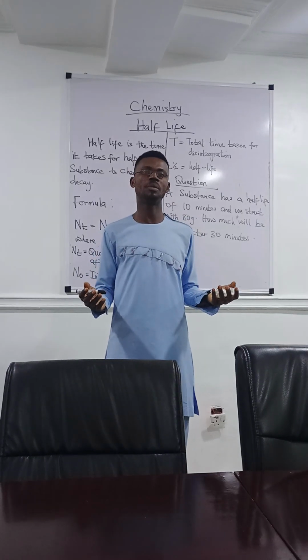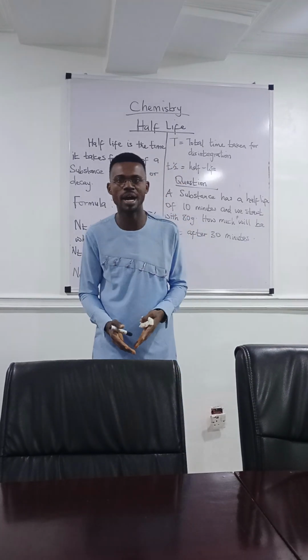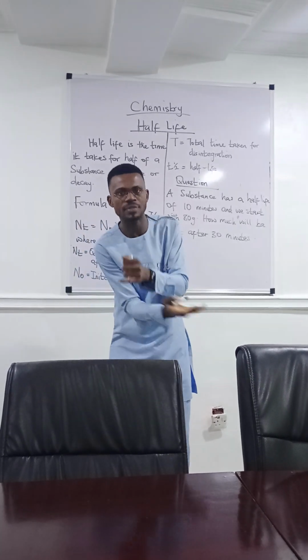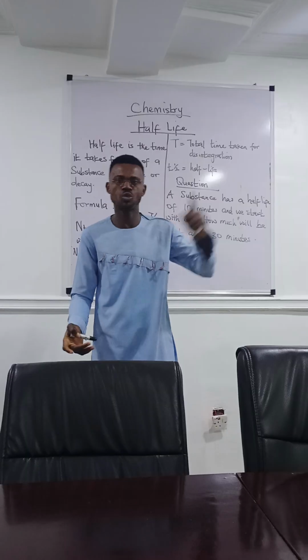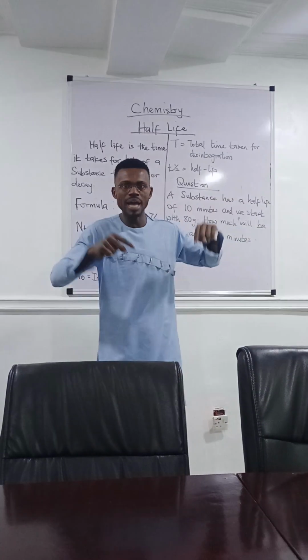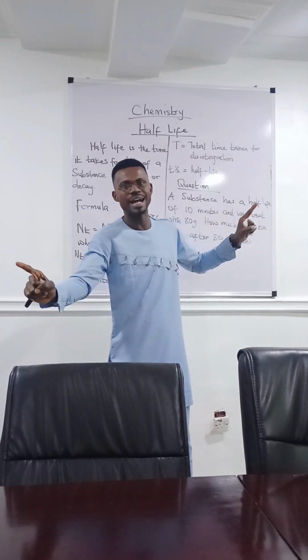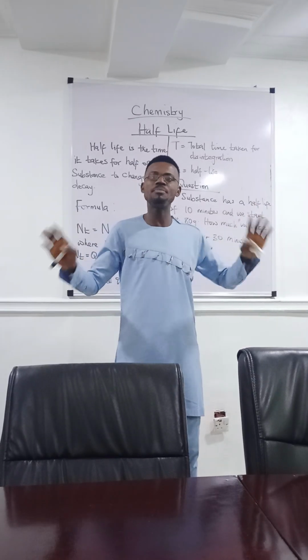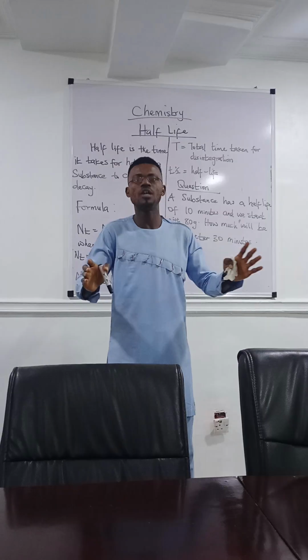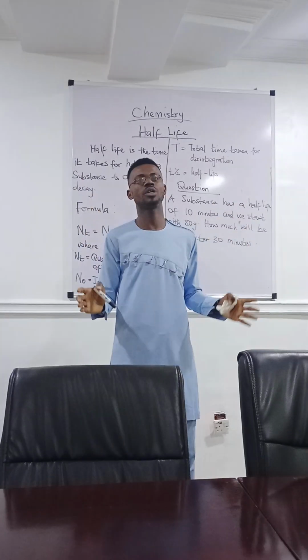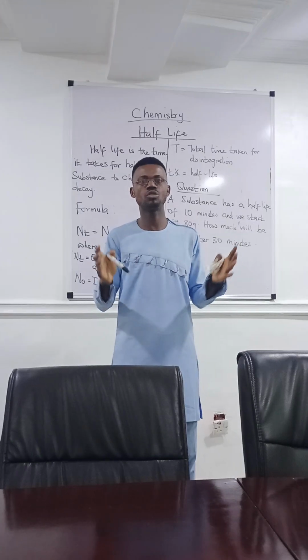Now think about it this way. Let's assume we have 10 sweets in the bag. The time it will take for those 10 sweets to be halved, that means to become 5, is one half-life. Another half-life again is the time it will take for that 5 to be halved to become 2.5. So half-life simply refers to the time it takes for a sample of a substance to be halved, or to be divided by 2.